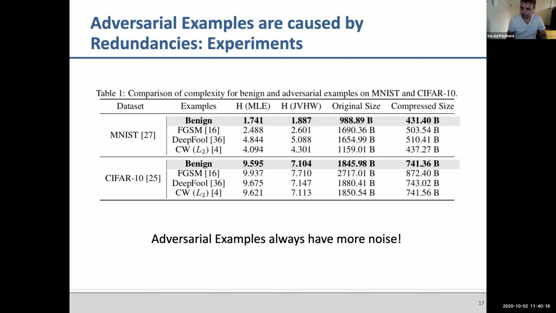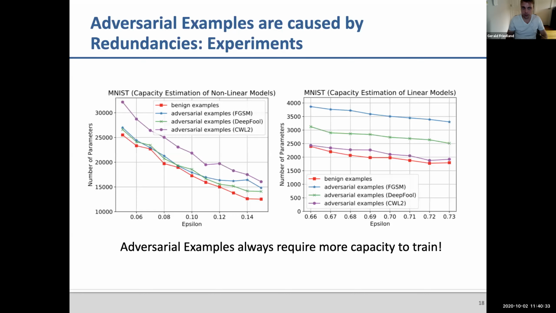Turns out adversarial examples always have more noise, measured by any sort of complexity measure that we found. One was the entropy here, the other one was something else. I can give you the original paper again. I said it earlier. It's the paper with Bully and Costas and Donson.